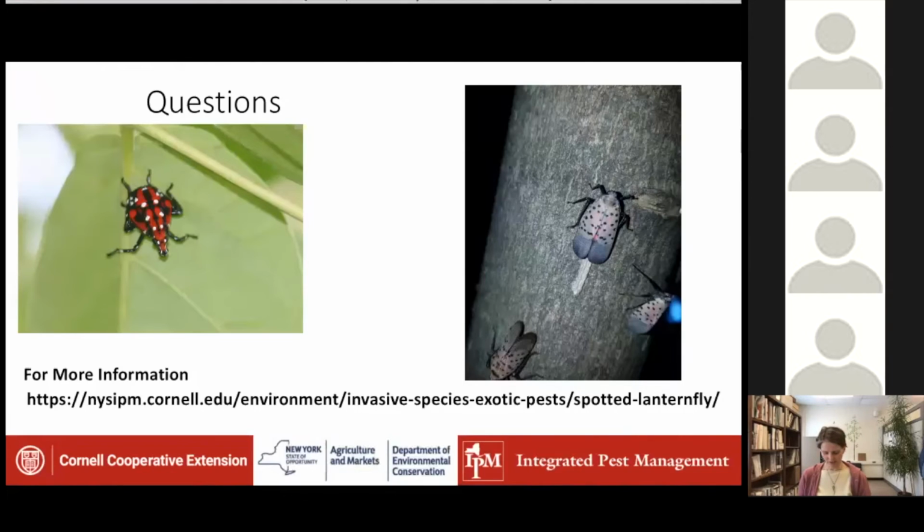Obviously, if you believe you have spotted lanternfly in your Christmas trees, we'd want you to notify us so that we can look at it and determine if it is an infestation. But again, the important point here is it's an exterior quarantine. It's placed on other states. There is no quarantine on New York itself.